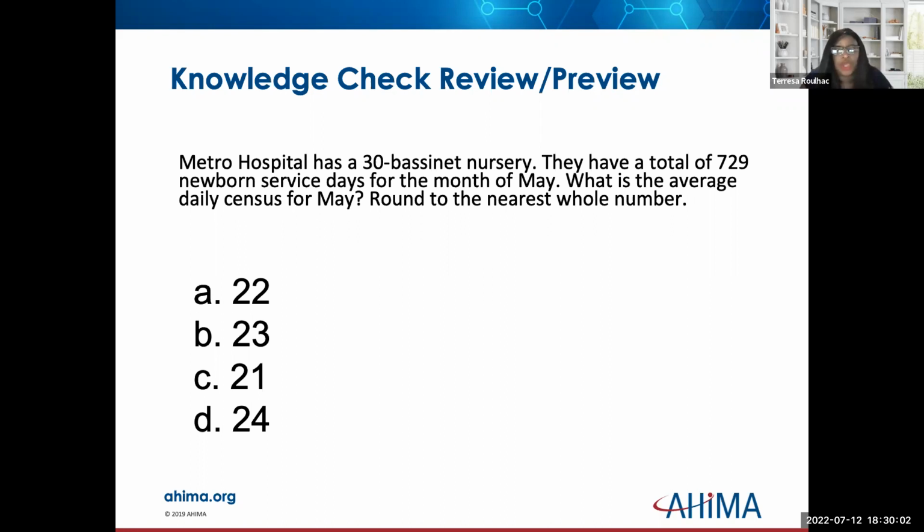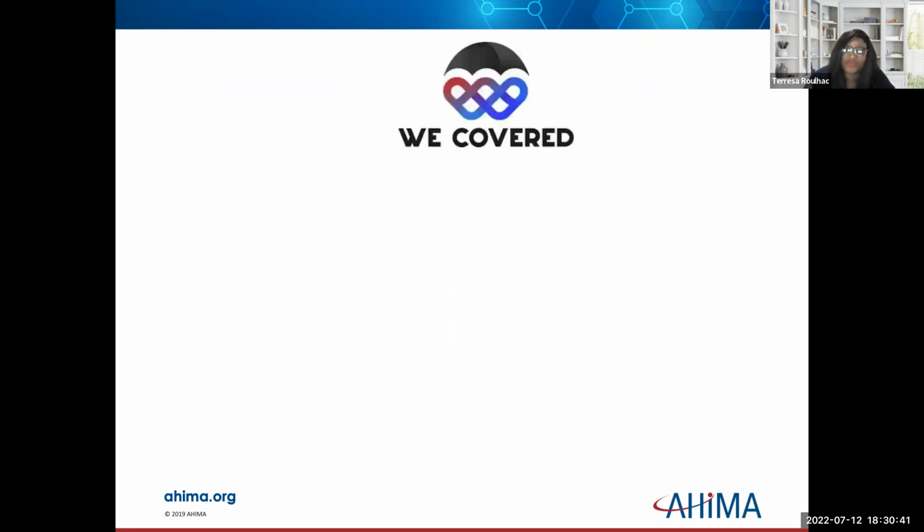All right, so everyone should have divided 729 by 31, because there are 31 days in May, which would give you 23.516129. But once again, this is asking us to round to the nearest whole number. That 23.5 rounds to 24, okay? And this was our quick knowledge check preview and review.